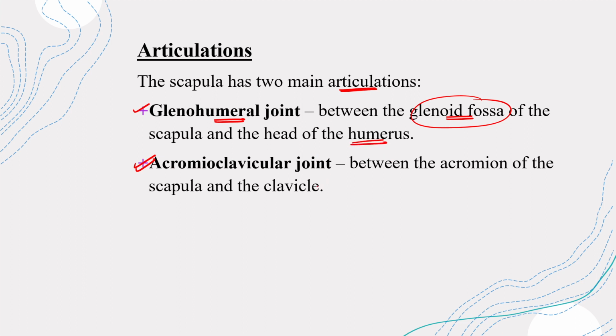Now talking about the acromioclavicular joint, it is there at the acromion end of the scapula to the clavicle, and that is known as the acromioclavicular joint. So I think we have covered almost all the things about the scapula.